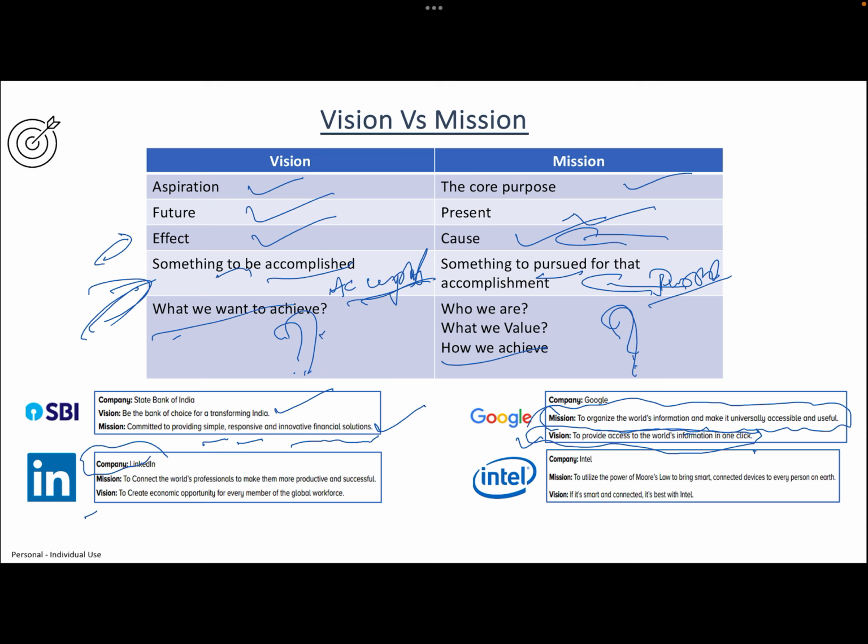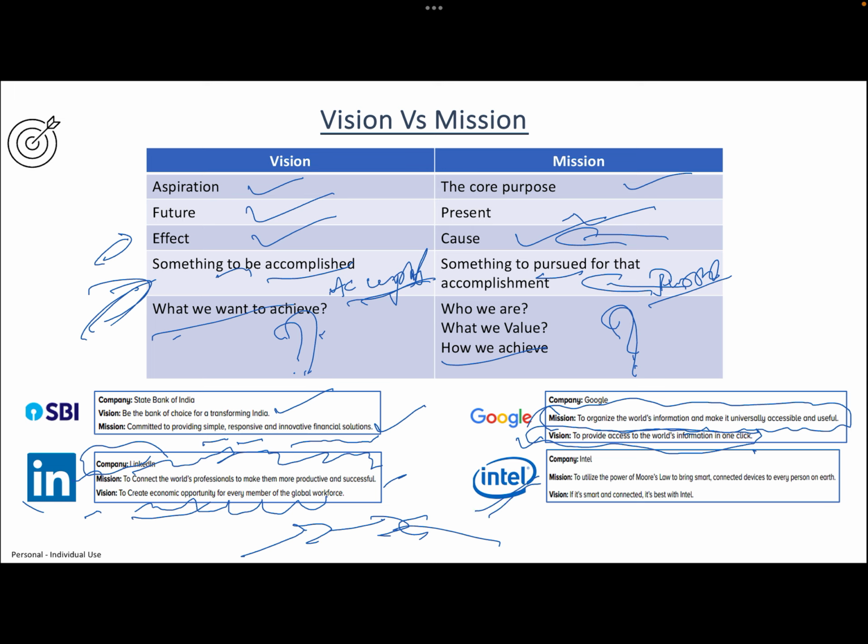LinkedIn. What is the vision statement? To create economic opportunity for every member of the global workforce. So the vision statement of LinkedIn is to create economic opportunity for every member of the global workforce. What is the mission? It is to connect the world's professionals to make them more productive and successful. So in LinkedIn, we post our profiles as professionals and people get connected. With that, it will help us in getting some economic benefit.